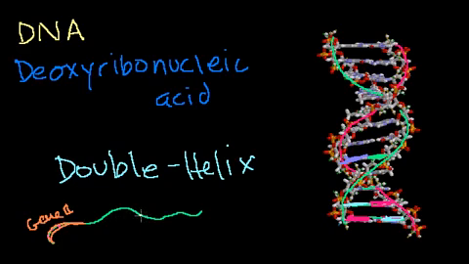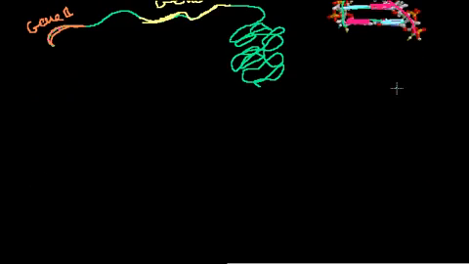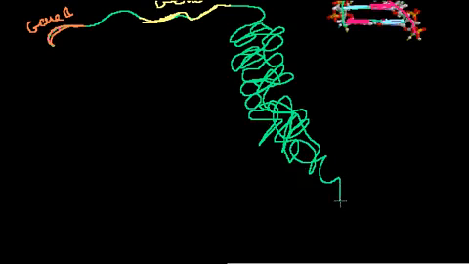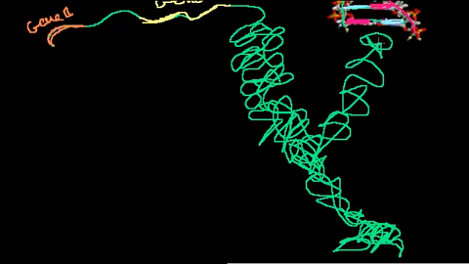But then maybe there's another section here that codes for gene 2. Maybe gene 2 is a little bit longer. Maybe it's 1,000 base pairs. But then when you take all of these, it winds in on itself like this, and does all sorts of crazy things. Remember, it completely bundles itself up, and then it looks something like that. Then you get a chromosome.